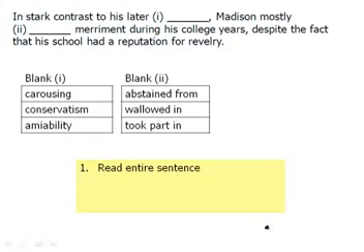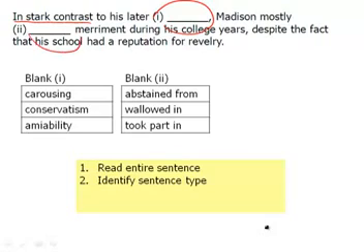So we want to do what? We want to identify the sentence type. We want to look for shifters in stark contrast. So we know that this first blank now is opposite to this second blank. So in stark contrast to his later fun guyness, again, I'm making up my own words here, Madison mostly avoided merriment. Or in stark contrast to his later crazy guyness, Madison mostly, or actually crazy guy and fun guy is the same thing, so I take that back. In stark contrast to his not such a fun guy, Madison mostly invited merriment.